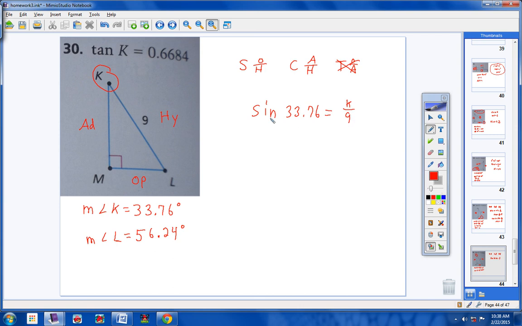Now the sine of 33.76 is an actual number, a decimal. The sine of 33.76 is 0.5557, so 0.5557 equals k over 9, okay? Now my denominator is 9. I want to get rid of my fraction, so I'm going to multiply both sides by 9. If I multiply the left side by 9, I get 5.0014, so just put 5. You're welcome to put 5.00 if you want. And then over here, if you multiply this side by 9, you're left with k. So there we go. K equals 5.